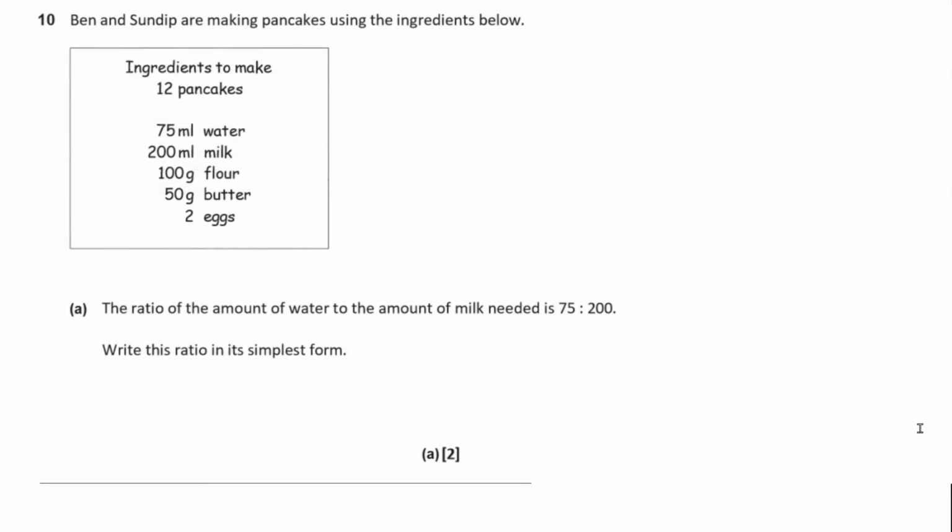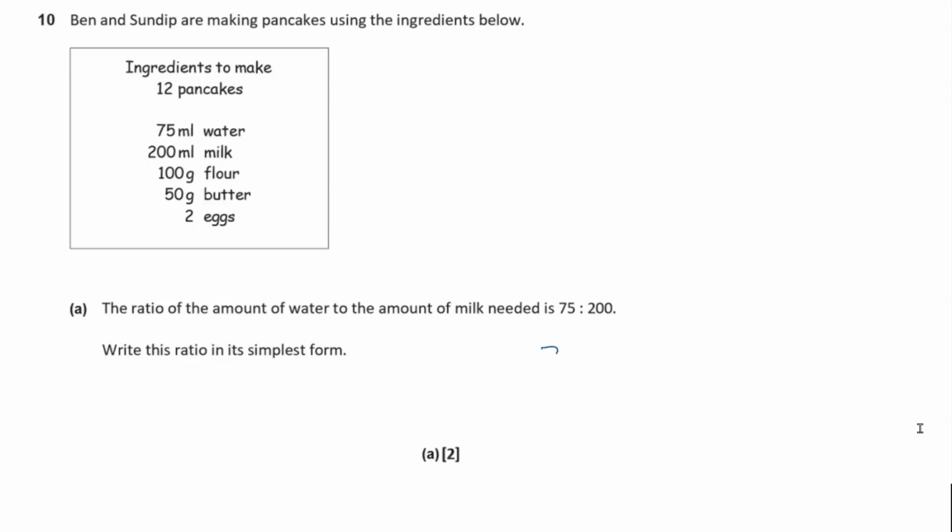Ben and Sundip are making pancakes using the ingredients below. Ingredients to make 12 pancakes: 75 milliliters of water, 200 milliliters of milk, 100 grams of flour, 50 grams of butter, and 2 eggs. Now the ratio of the amount of water to the amount of milk needs to be 75 to 200. Write this ratio in its simplest form.